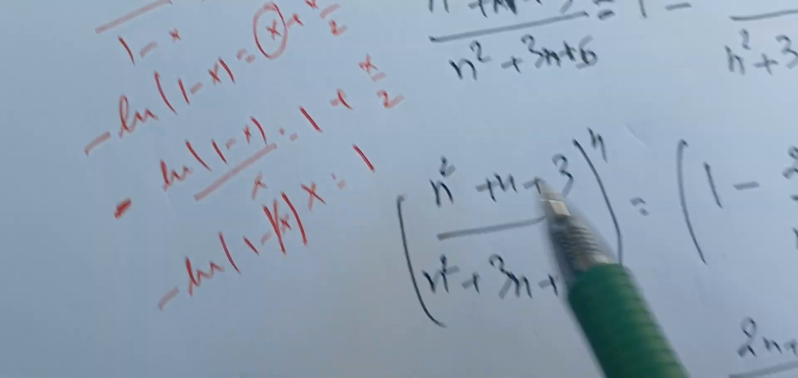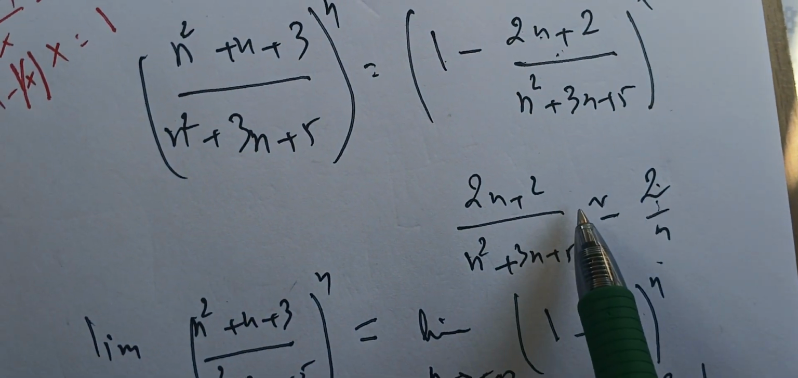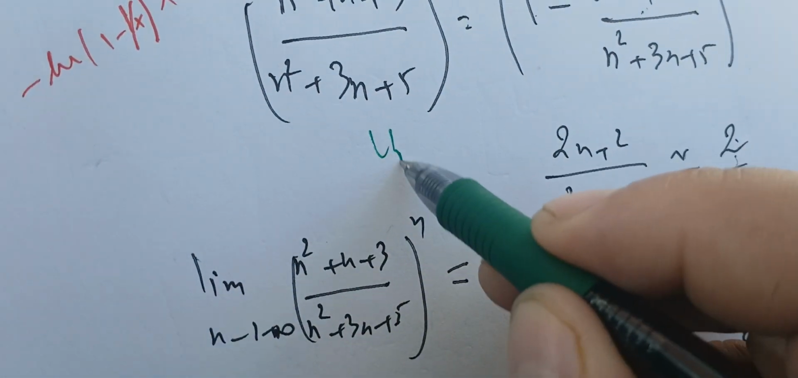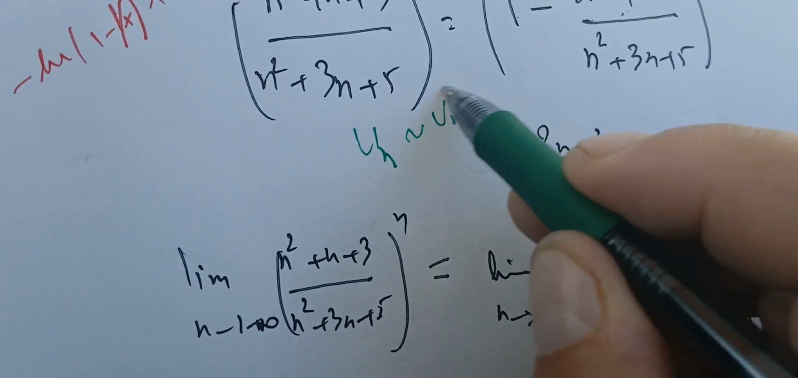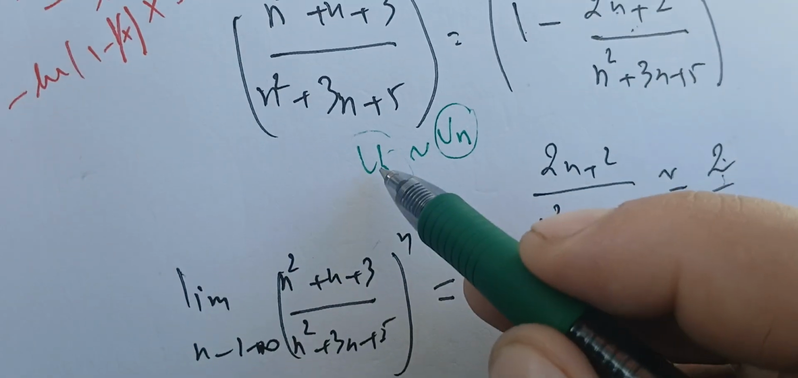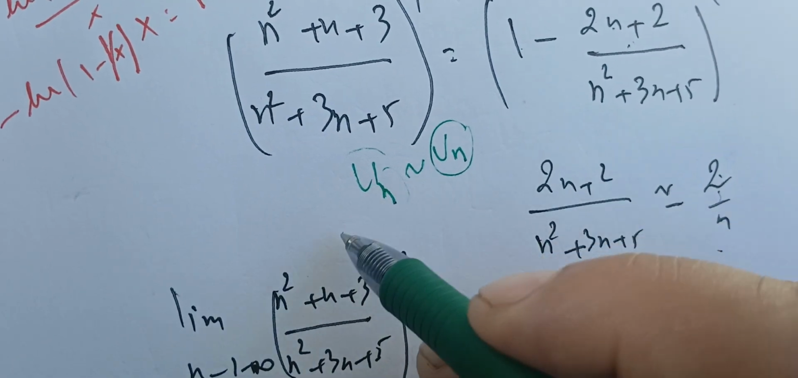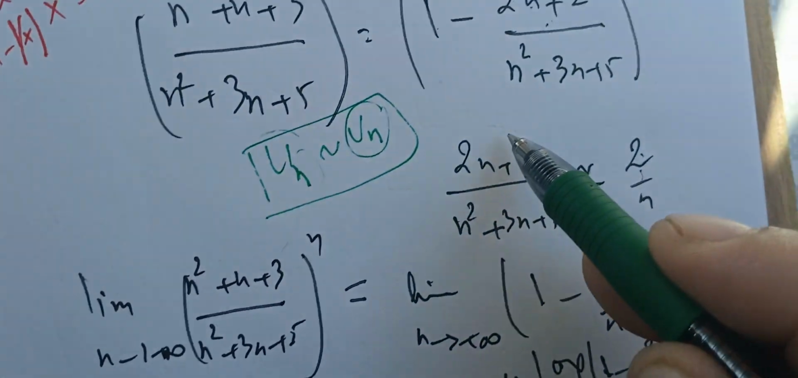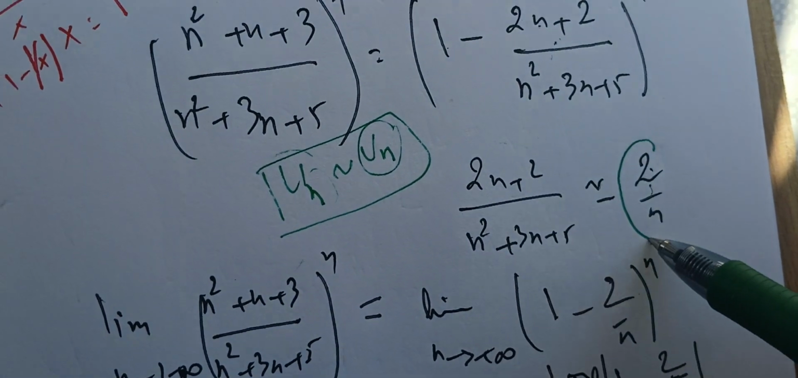And the key is using these equivalent limits. So if you have u sub n equivalent to some v sub n, they either converge or diverge at the same time. Well, we know this one. So this is the key to use here, because we don't want to use this whole quantity here, so we switch to this one.